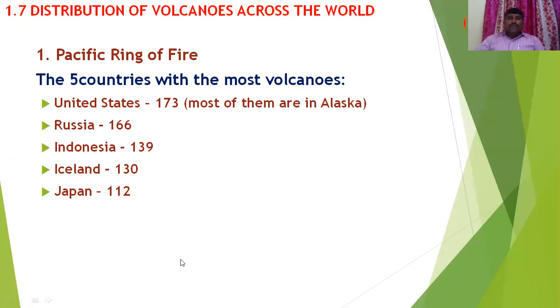The top five countries with the most volcanoes are: one, the United States of America with 173. Most of them are in Alaska state. The second is Russia with 166 volcanoes. Third is Indonesia with 139 volcanoes. Fourth is Ireland with 130 volcanoes. And fifth is Japan with 112 volcanoes.